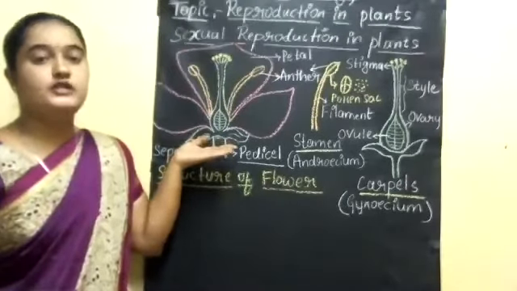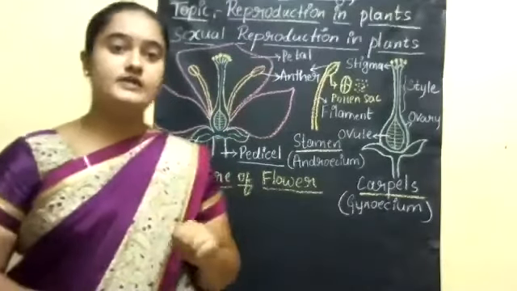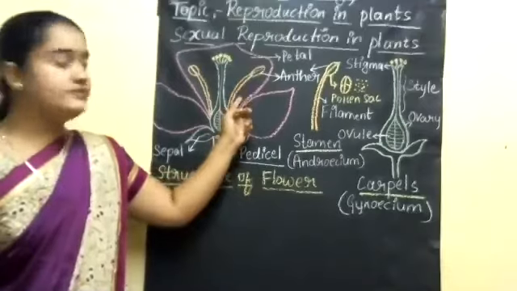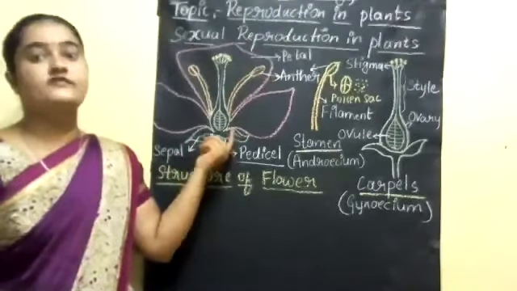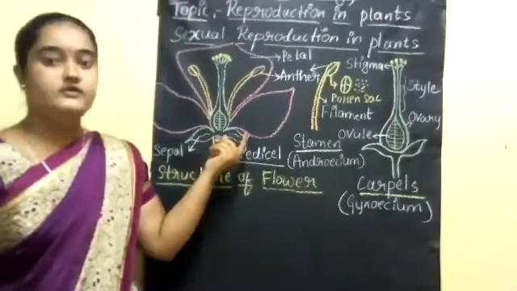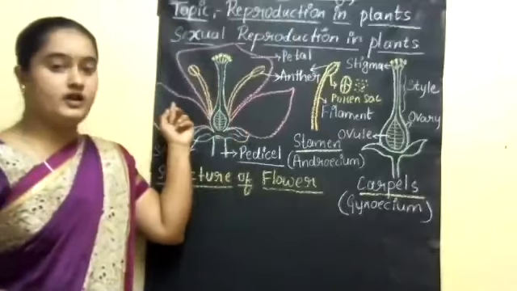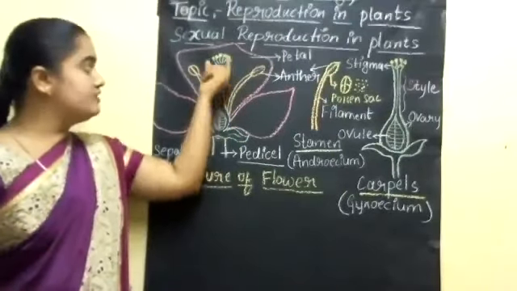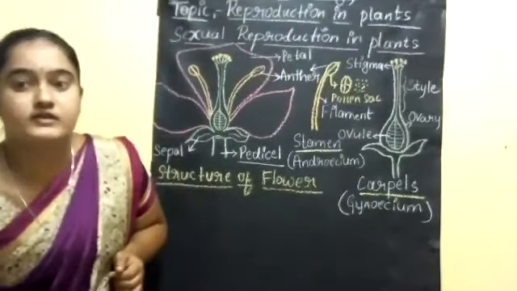Usually a flower consists of mainly four parts: calyx, corolla, androecium, and the middle one is gynoecium. So there are mainly four whorls of the flower. The first is calyx, the second whorl is called corolla, the third whorl is called androecium, and the fourth whorl is called gynoecium. We'll discuss them one by one.